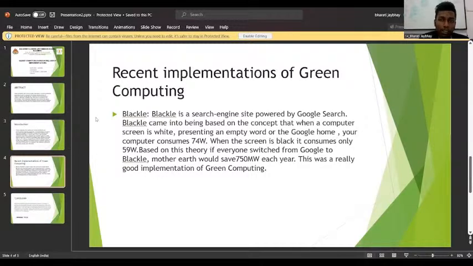Recent implementation of green computing. Blackle is a search engine site powered by Google search. Blackle came into being based on the concept that when a computer screen is white, as on the Google home page, it consumes more energy than when the screen is black. It uses only 59 watts. Based on this theory, if everyone switched from Google to Blackle, Mother Earth would save 9052 MW each year. This was a really good implementation of green computing.